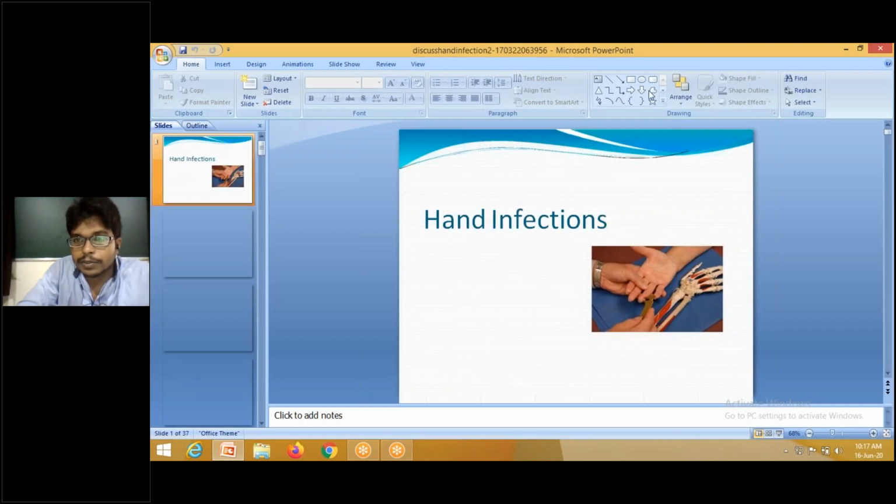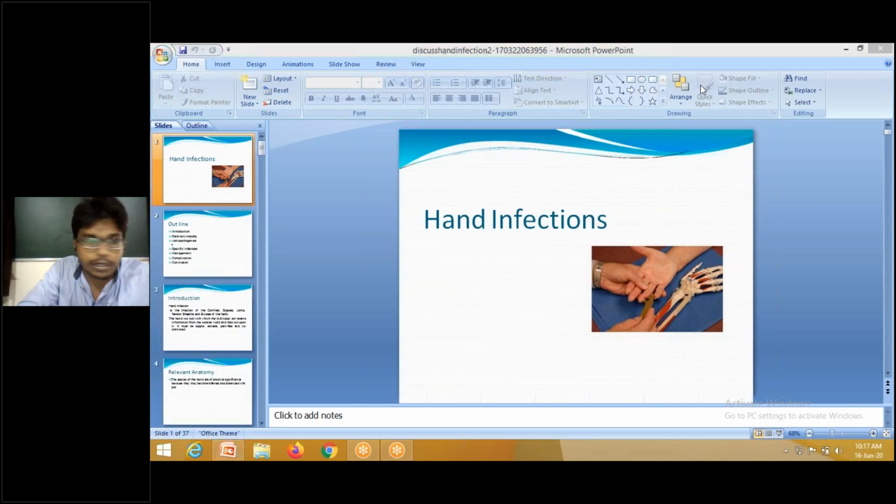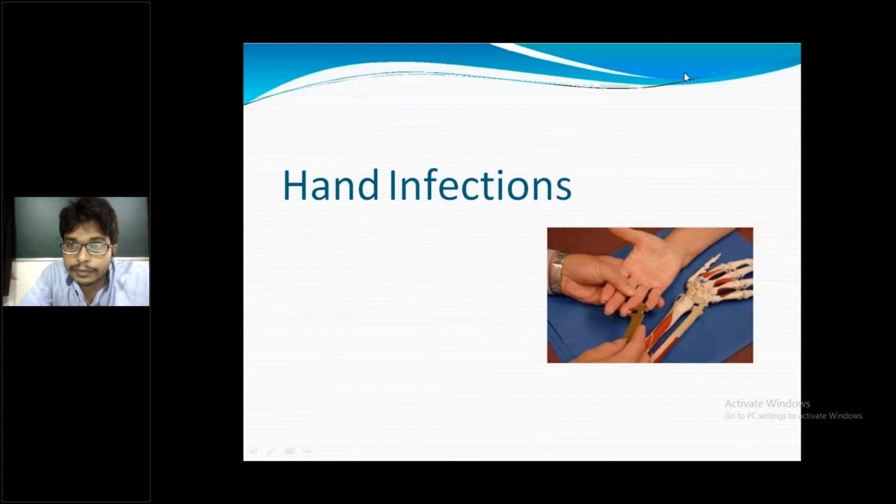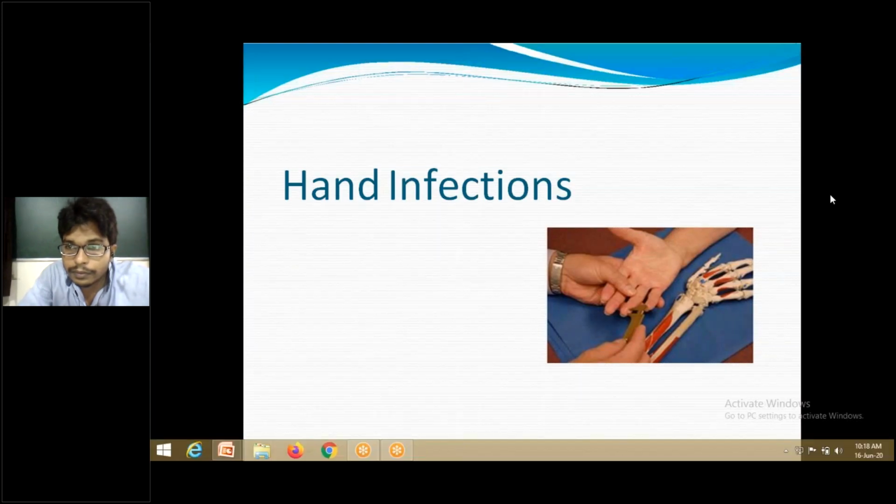The next important infection topic is hand infection. Many of you have encountered these infections in your lifetime. Has anyone heard of gore chuttu? It is the most common infection of the fingernail nail bed.